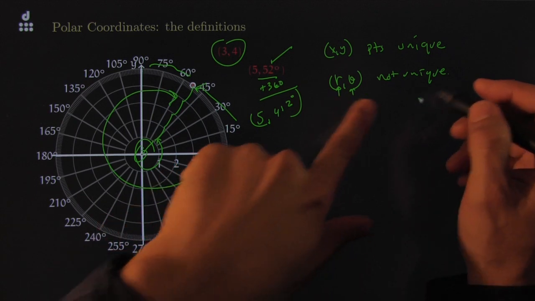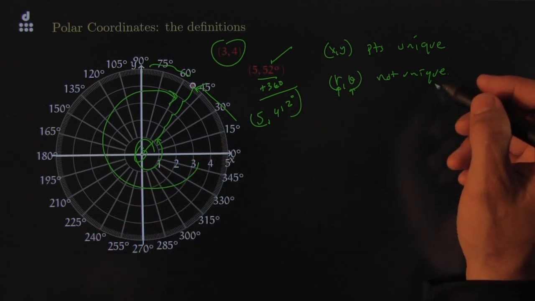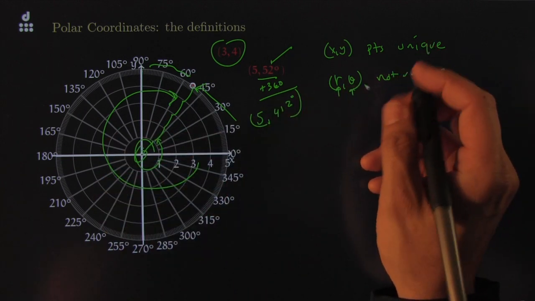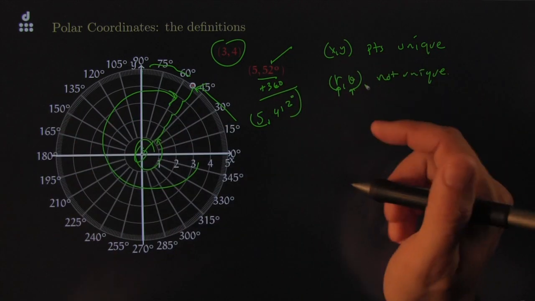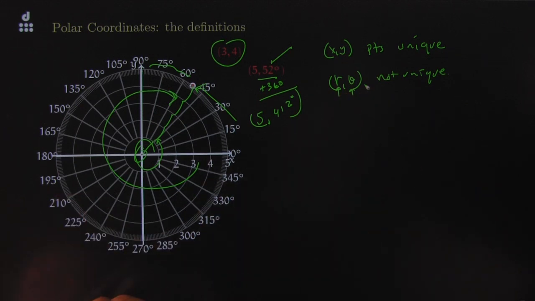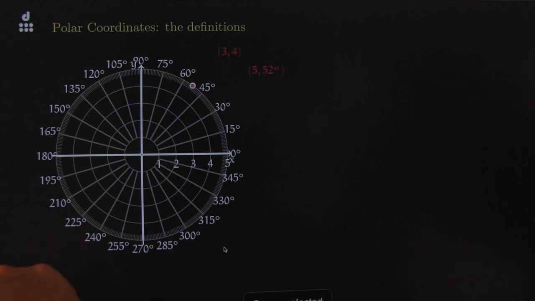There is one point that only has one name. Can you guess what it is? Well, actually, no, I take that back. All the points have infinitely many names. Anyways, if you're a beginner with polar coordinates, this should get you introduced, and maybe even a few more things that you should take into consideration.